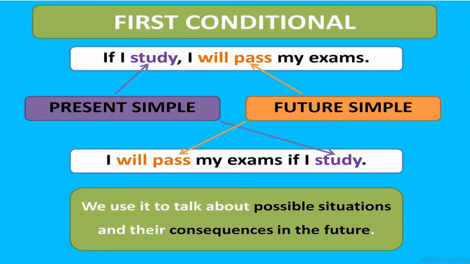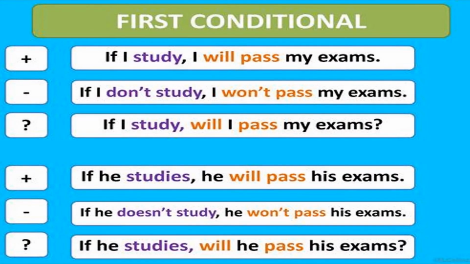Let's learn something about the first conditional. The form of the first conditional is that we start the sentence with if plus present simple, comma, future simple. For example, if I study, I will pass my exams, or I will pass my exams if I study. We use the first conditional to talk about possible situations and their consequences in the future. Here are some examples of using the first conditional forms: the affirmative, negative, and interrogative form.